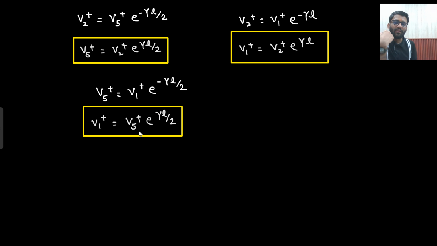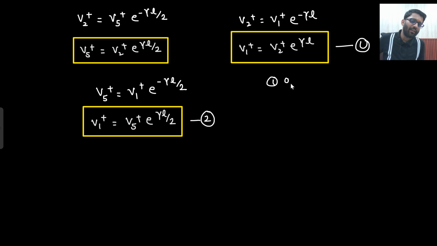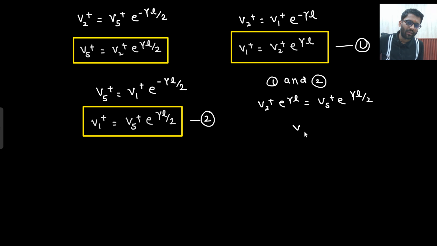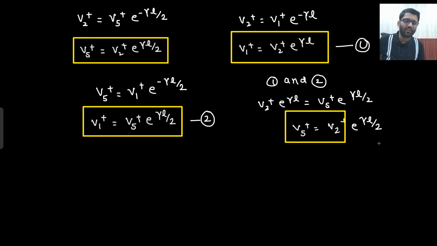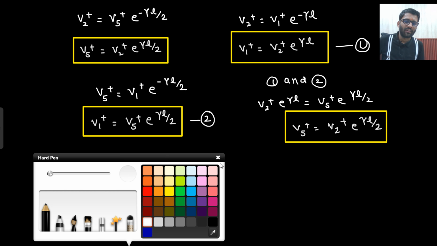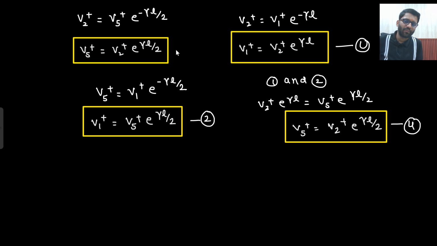Okay. Now if you equate both of them, let's call this equation 1 and equation 2. If I equate 1 and 2, what am I getting? My V2 plus e to the power gamma L is equal to V5 plus e to the power gamma L by 2. So from here my V5 plus is equal to V2 plus e to the power gamma L by 2 only. If I call this equation 4, then equation 4 and 3 are the same: V5 plus is equal to V2 plus e to the power gamma L by 2.